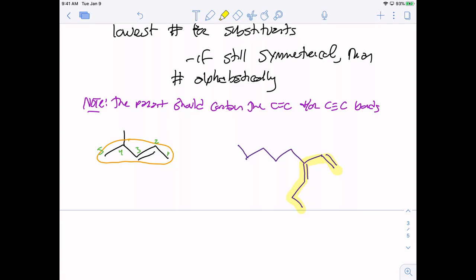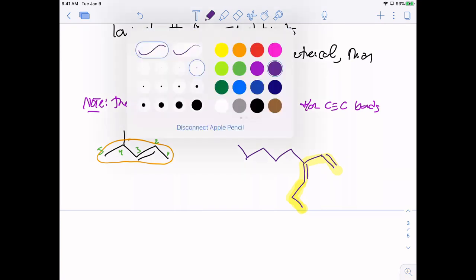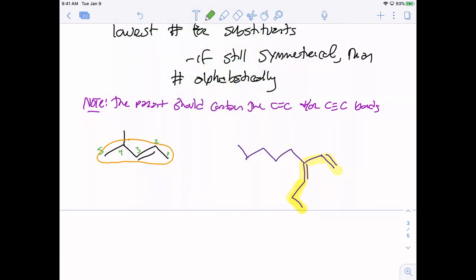If I went this part, I can probably just undo it, right? If I did this, it's going to have 1, 2, 3, 4, 5, 6, 7, 8, 9 carbons, but it doesn't contain that double bond that's not part of the ring. So my parent has to be that part. It needs to contain all of those double bonds. When I number this one, I'm going to start here because I want the lowest sum. That's a 3, 4, 5, and 6.